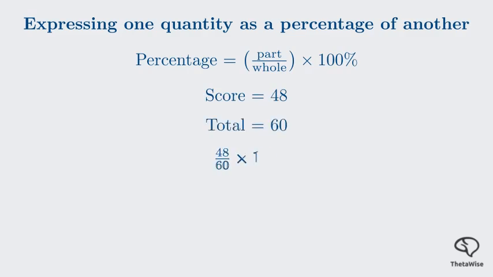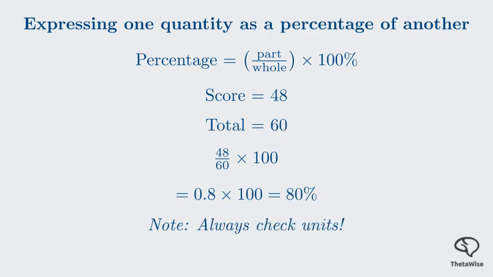We take the part, 48, divided by the whole, 60, and multiply by 100. 48 divided by 60 simplifies to 0.8. Multiplying by 100 gives us 80%. Always ensure both quantities are in the same units before you calculate.